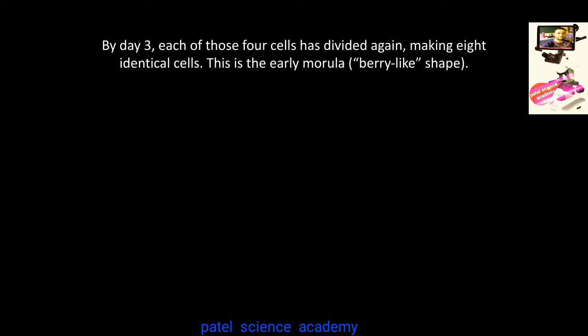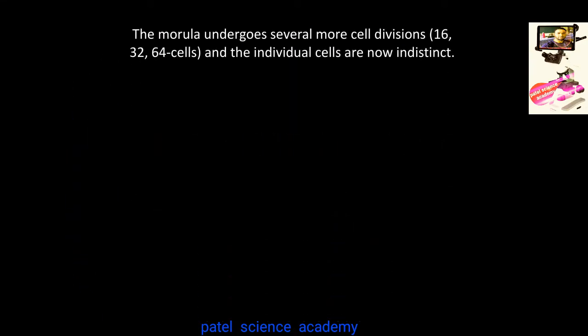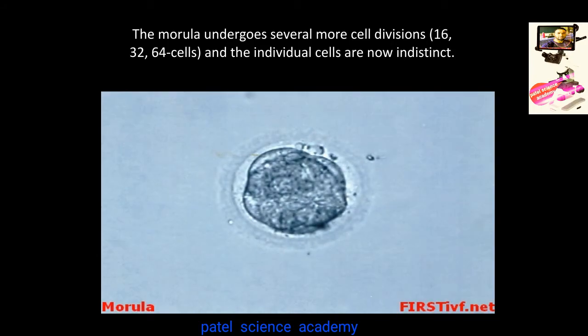Then it goes for another cell division, again making 8 identical cells, and this is also called early morula, and it is berry like in shape. You can see here there are 8 cells in this structure, and this structure is called early morula. Thereafter it goes for further development, and the morula undergoes several more cell divisions, the 8 cells convert into 16 cells, then 32, then 64 cells, and the individual cells are now indistinct. So you can see here the mass appears, and this stage is called morula.